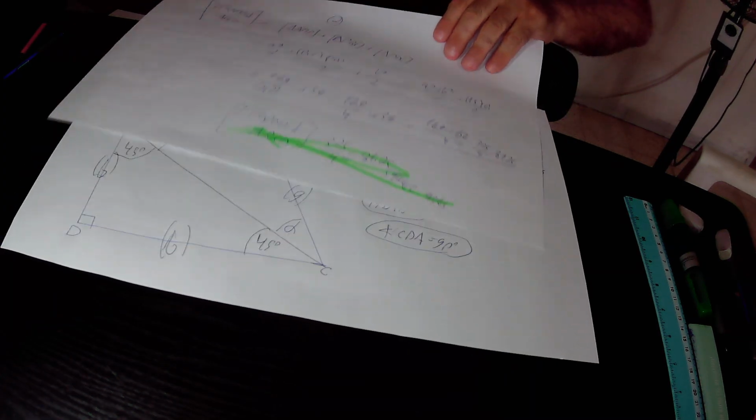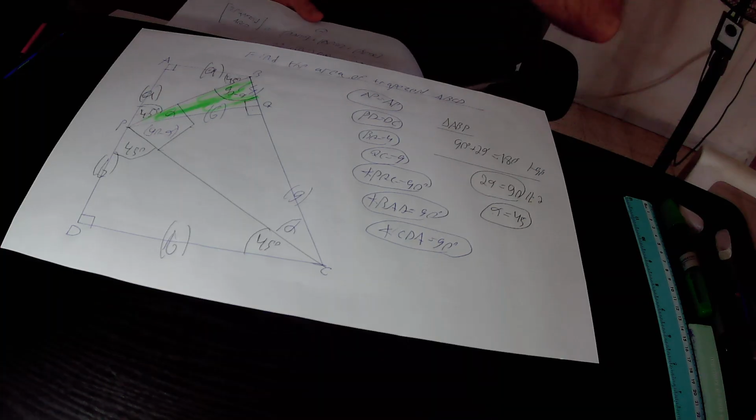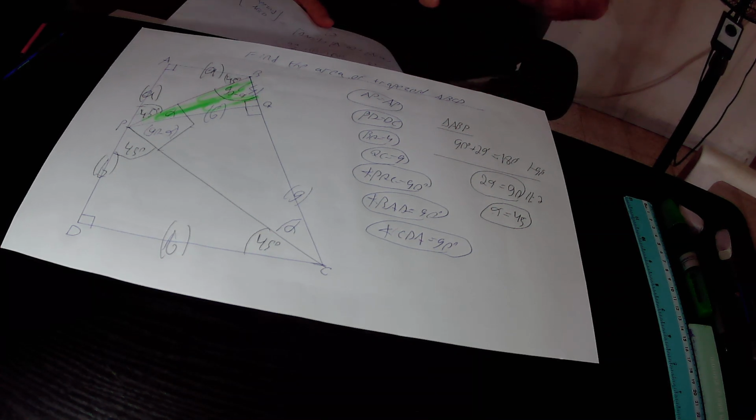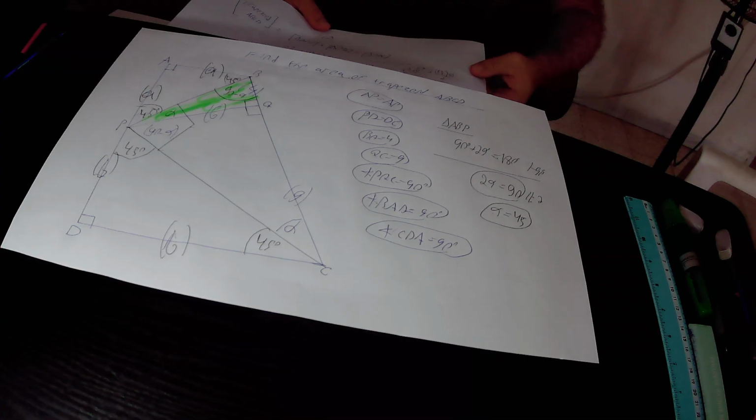So in total, the area of this trapezoid ABCD, the area we are looking for in this question, equals 325 over 4 square units. So in terms of numbers, the area of this trapezoid ABCD is equal to 81.25 square units. Okay, thank you very much.